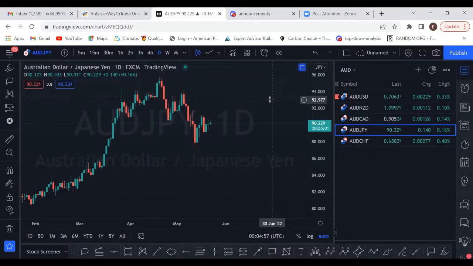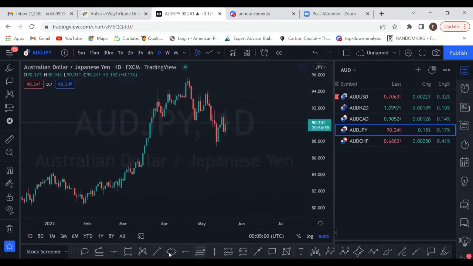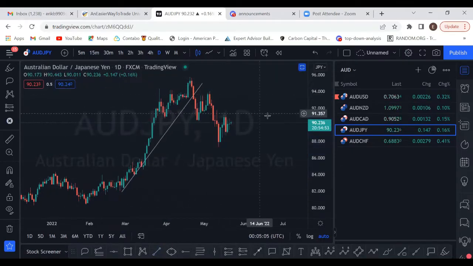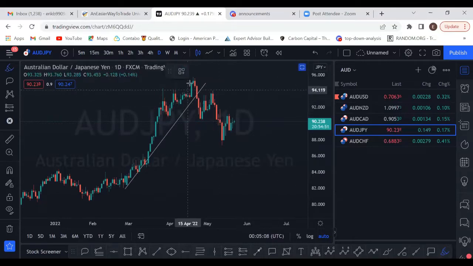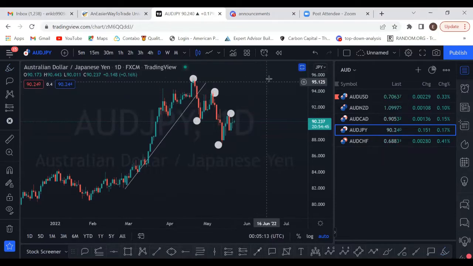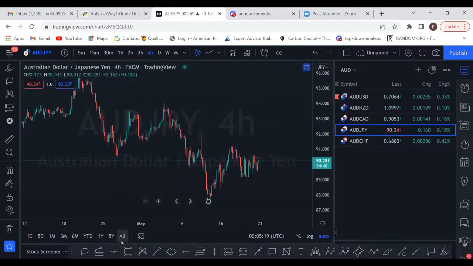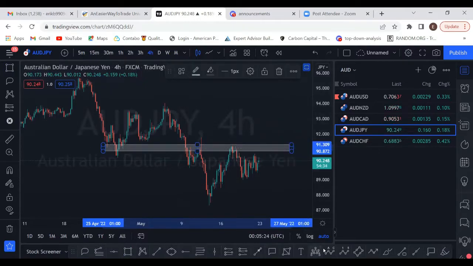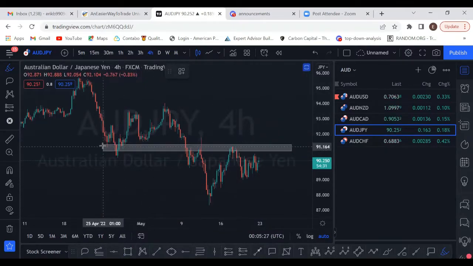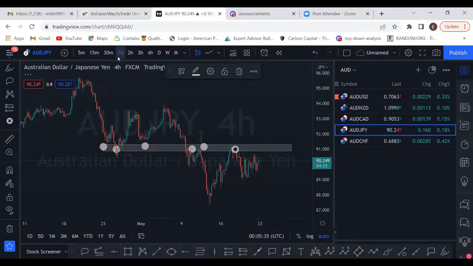AUD JPY could be the start of a downtrend. The reason why, let me just show: lower lows, lower highs. You guys see that? That's a nice start of a downtrend. Okay, I see it now. A little break and retest in here. You guys see that? Boom, boom, boom, then turned into resistance. Been bouncing. So if we can get price up in here, could be a nice sell.